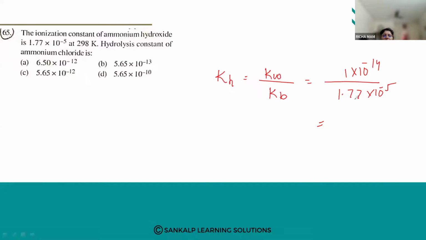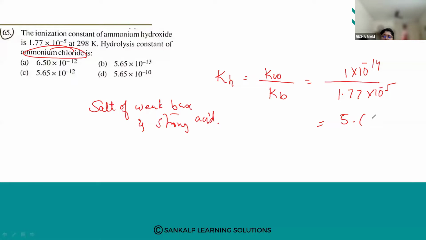Ammonium chloride, how do you obtain it? Ammonium chloride is obtained as the salt of a weak base and a strong acid. After solving this, I have got 5.65 into 10 raised to minus 10. Option number D. Option number D. Are you getting the same?